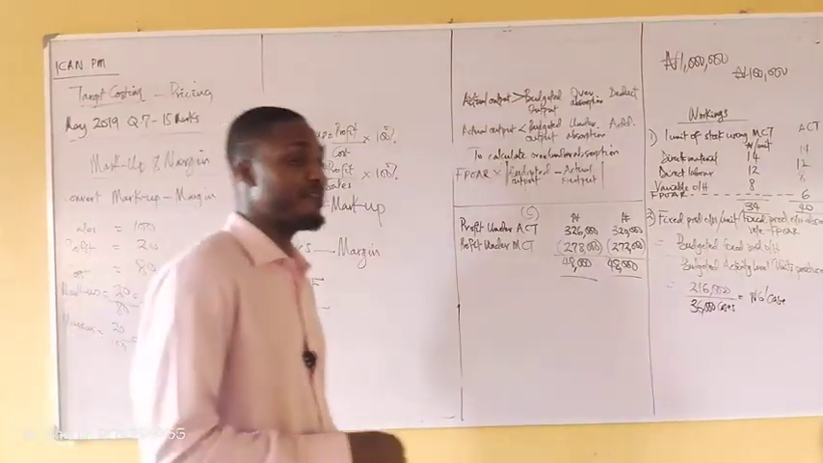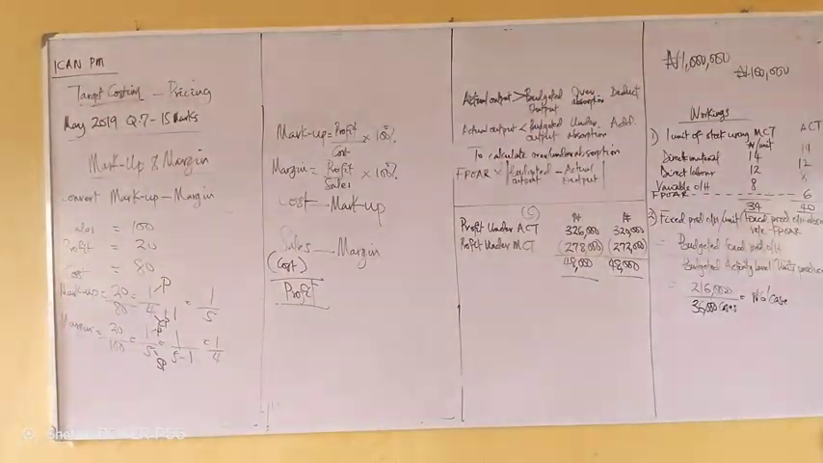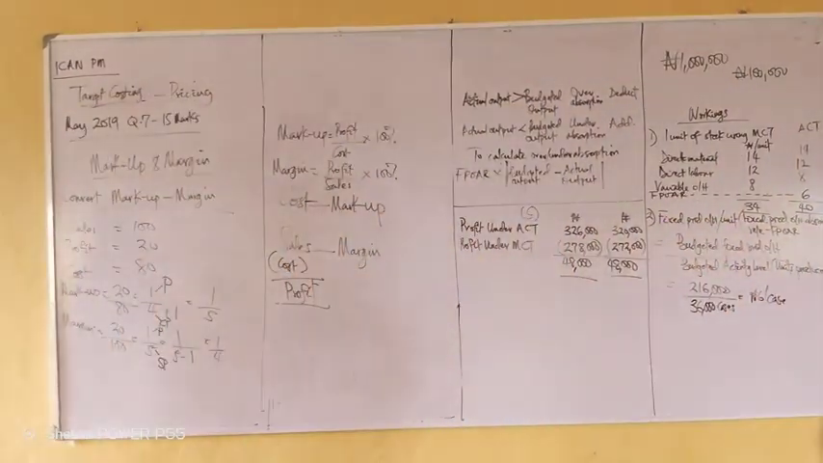To convert markup to margin, simply deduct. Is it deduct? Okay, add. Simply add.